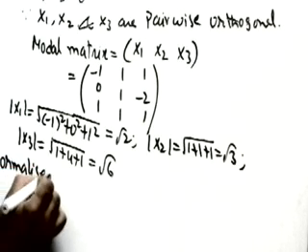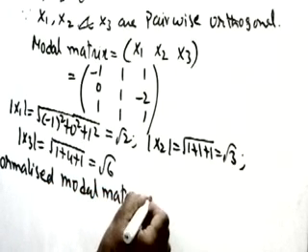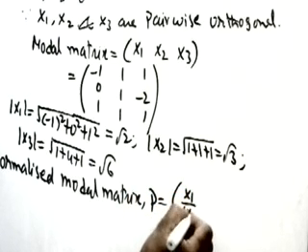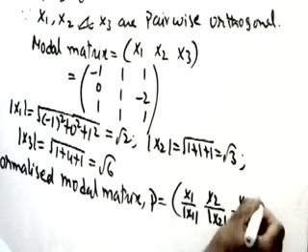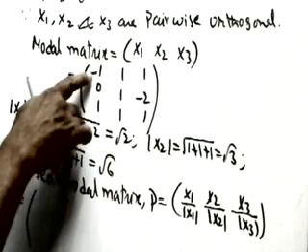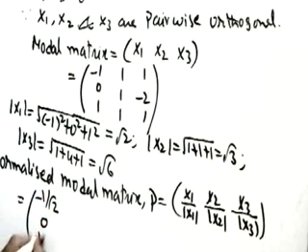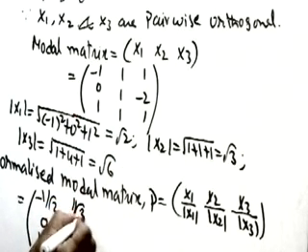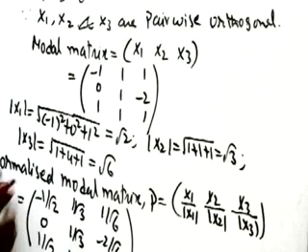Let me write the normalized model matrix. The normalized model matrix is P equals x1 by mod of x1, x2 by mod of x2, x3 by mod of x3. Now x1 divided by mod x1 will be minus 1 by root 2, 0, 1 by root 2. Now x2 is divided by root 3: 1 by root 3, 1 by root 3, 1 by root 3. Now this is 1 by root 6, minus 2 by root 6, 1 by root 6. So this is the value of P.